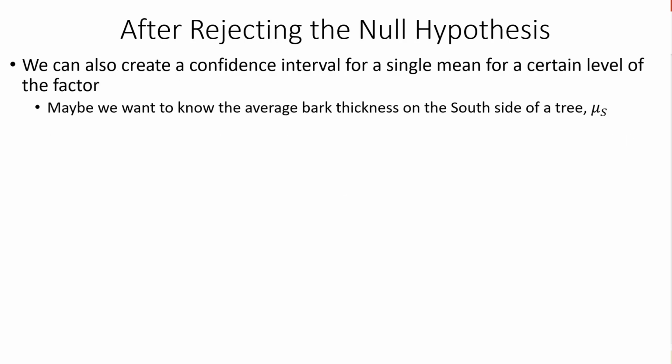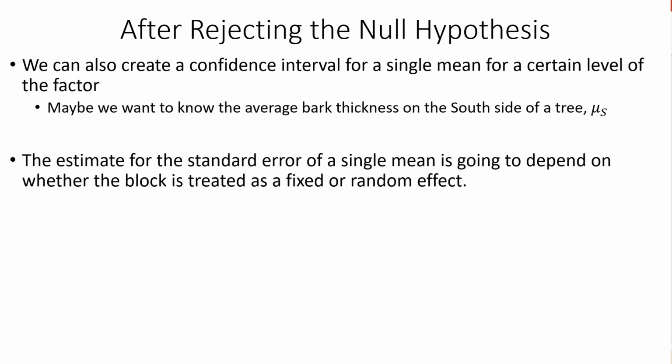Let's say instead of just looking at the pairwise comparisons, we want to create a confidence interval for a single mean. I just want to know the average bark thickness on the south side of a tree, μs. This is the situation where our standard error is going to depend on whether we treat the block as a fixed or a random effect. And that's because usually we're not interested in studying just these 28 specific trees. We want to extend the results from these 28 to the entire population of trees.